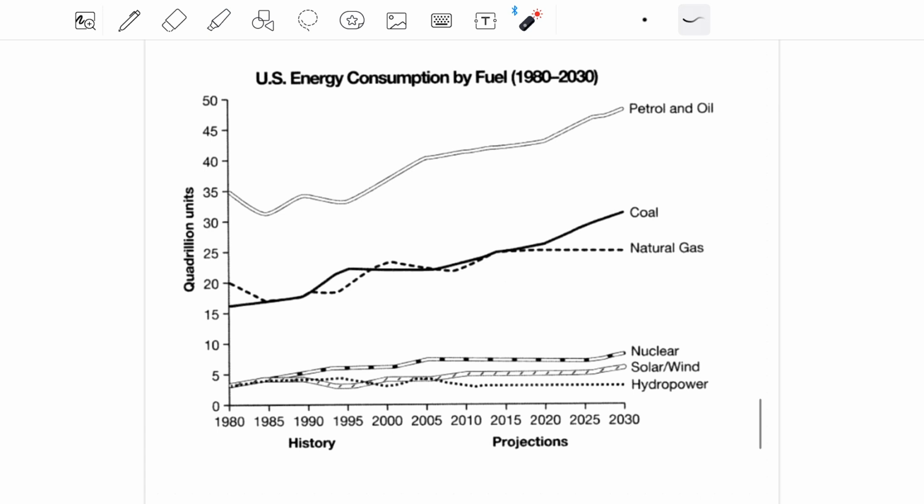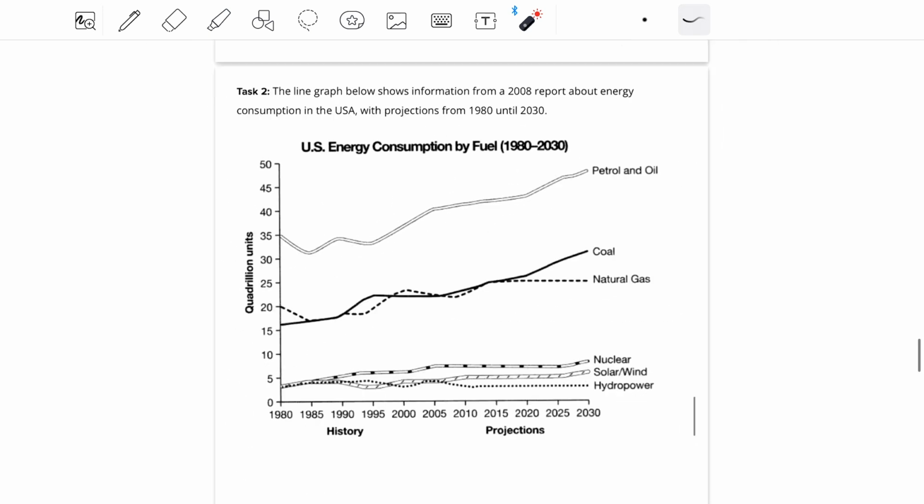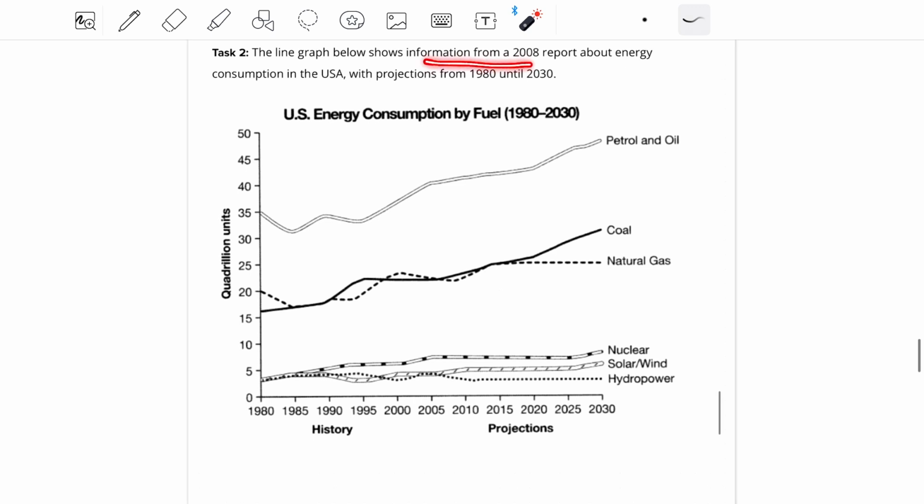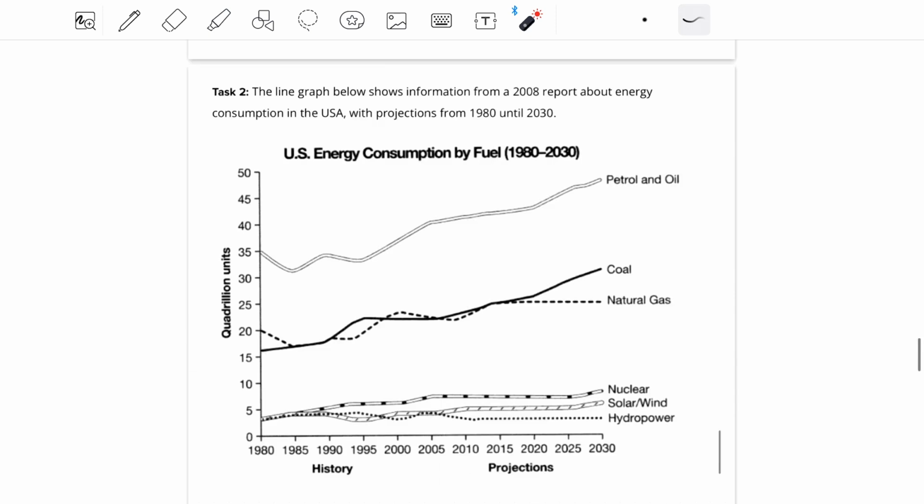Okay, so this one, let's have a look at the next question. This is a line graph which shows information from 2008 report about energy consumption in USA with projections from 1980 until 2030. All right, so it's going all the way into future. So once again, pause the video and just have a look at the question and see how you will present your answer for this.